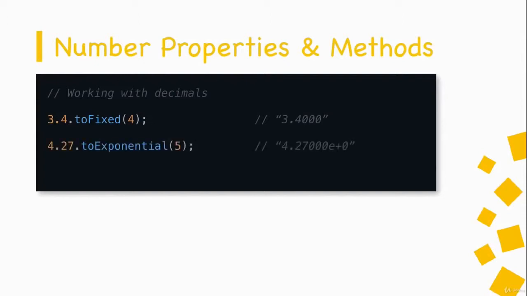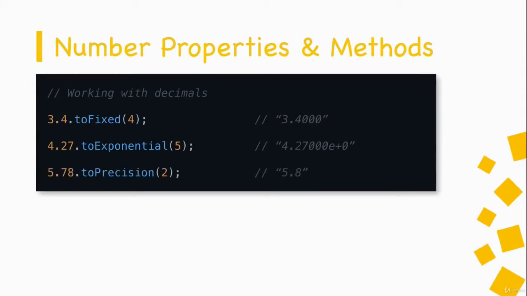Similar to the toFixed method, you have the toExponential method. The toExponential method also accepts a parameter, which is the number of digits after the decimal, but it also uses scientific notation along with it. So in this case, 4.27.toExponential(5) returns the number as a string, but with 4.27000. So after the decimal, we have 5 digits, but then we have e+0. So it uses exponential or scientific notation, and also at the same time allows you to specify the number of digits after the decimal.